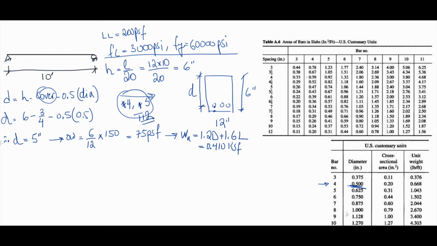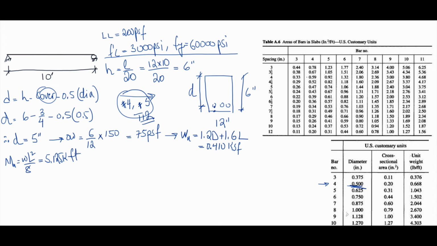Okay, then the moment for simply supported is what? Moment is WL squared over 8 from structure. So this will give me 5.125 K-foot. Okay, I got the moment.